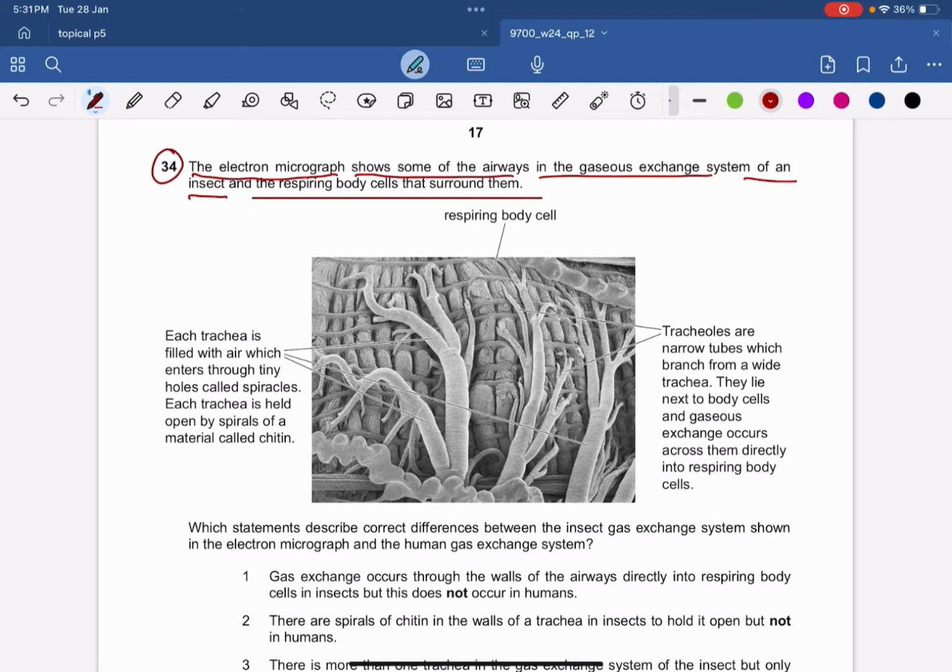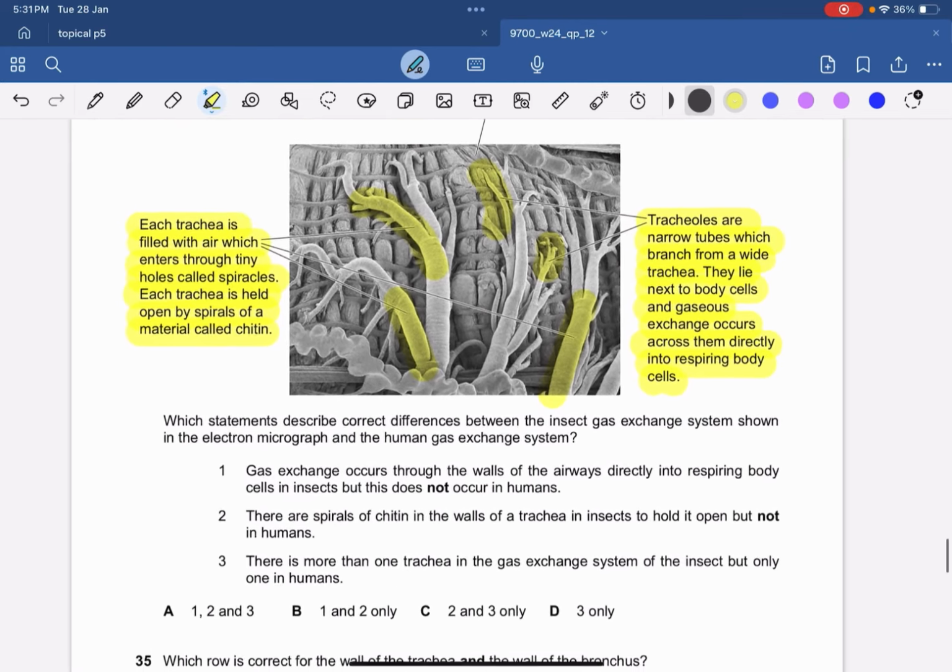Alright, so basically over here they are saying that these structures which they are pointing to are basically the trachea, and each of these trachea is filled with the air which enters through tiny holes called spiracles. Each trachea is held open by spirals of the material called chitin. And then they are saying that these branches of the trachea are basically the tracheoles, which are the narrow tubes which branch from a wide trachea. They lie next to the body cells, and gaseous exchange occurs across them directly into the respiring body cells. Alright, so now let's see what they are basically asking us in the question.